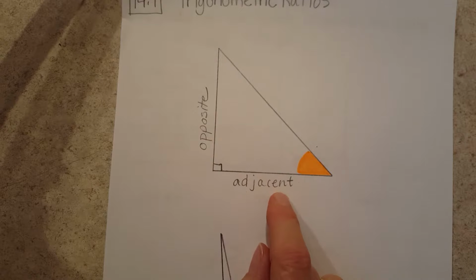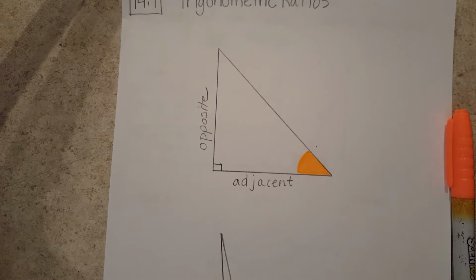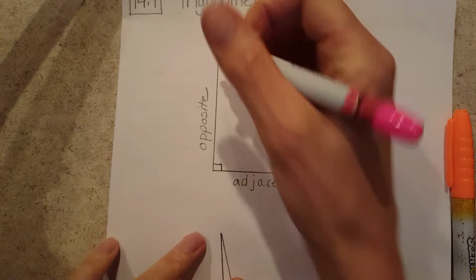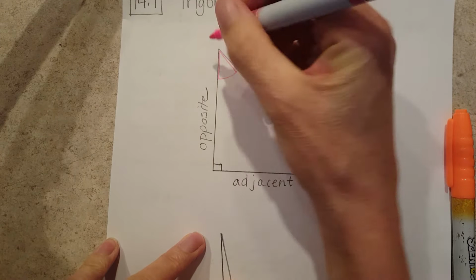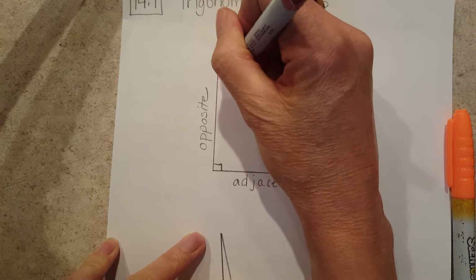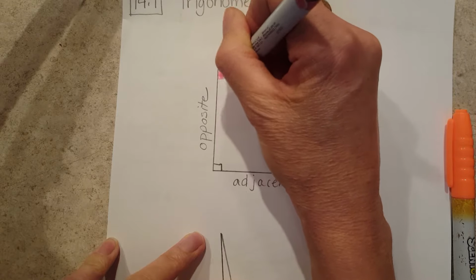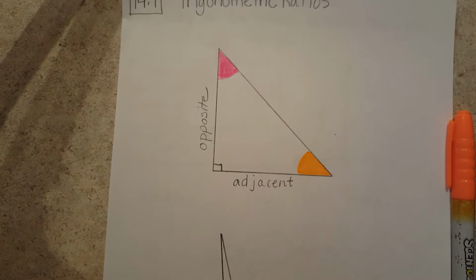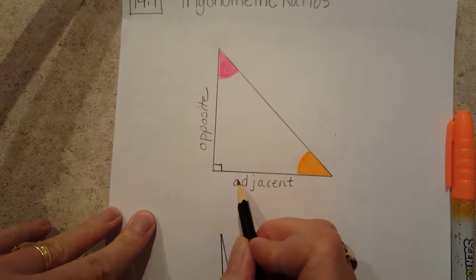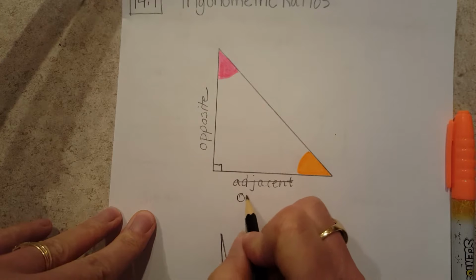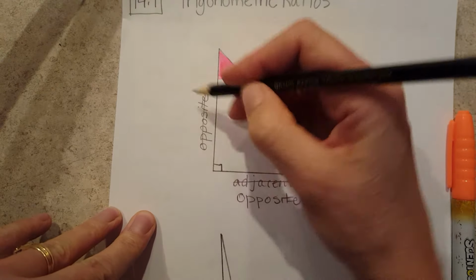But don't let that confuse you, because we could choose a different angle, and then the opposite and adjacent change. What if we were talking about this angle here, the pink angle? Now the hypotenuse is always the same, right? It still is that longest side, still is this. But if we're looking at this angle, now this is opposite. So for the pink angle, this would be opposite, whereas this leg would be adjacent.